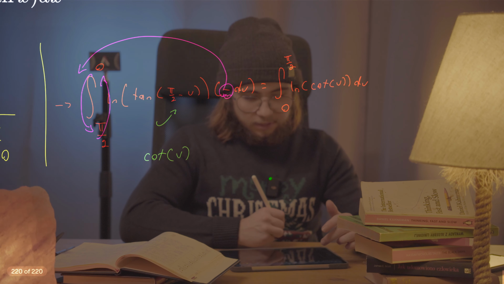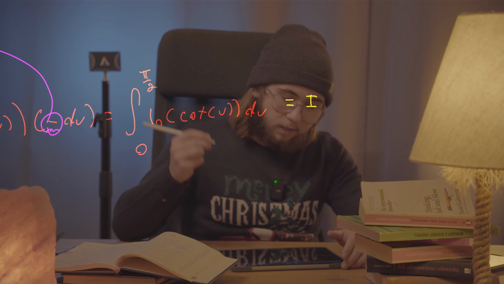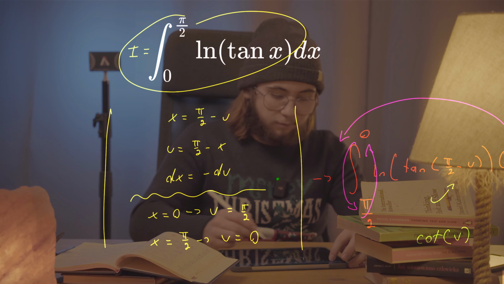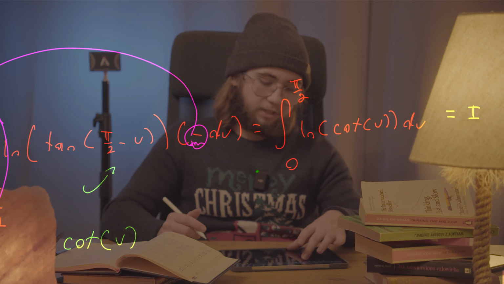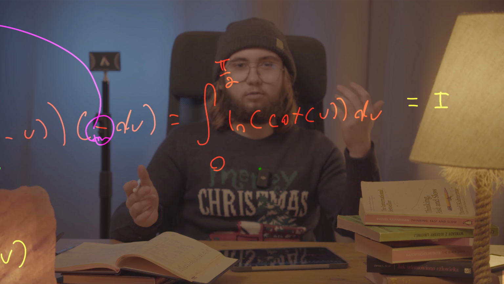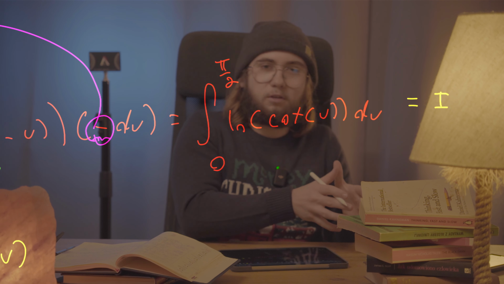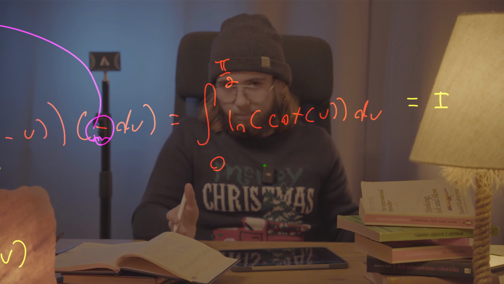But now, just notice one pretty important thing. This guy right there is still equal to I. This is the same integral we were evaluating before. We just made the u sub and then changed the tangent to a cotangent through some trig identities. Nothing changed as to the value of the integral itself. So I could just add them up.